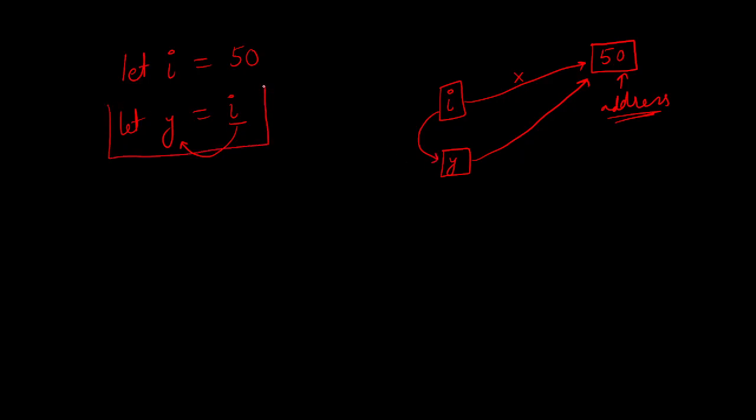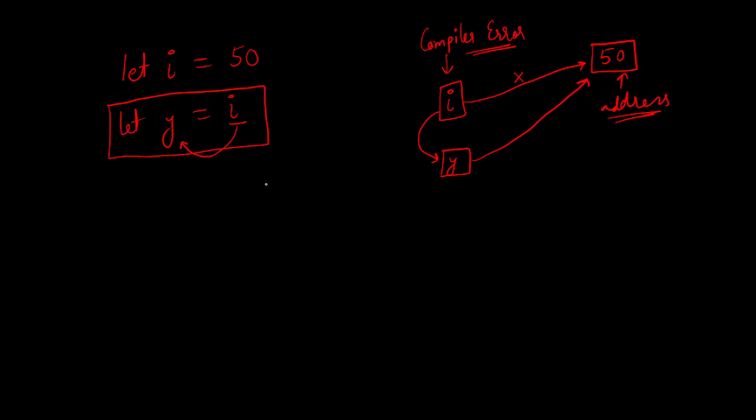In this statement we are passing the ownership of i to y. After we pass the ownership from i to y, now y will point to the 50 location and i will not point to the 50 location. In that scenario, if we try to access the i value, we get a compiler error.